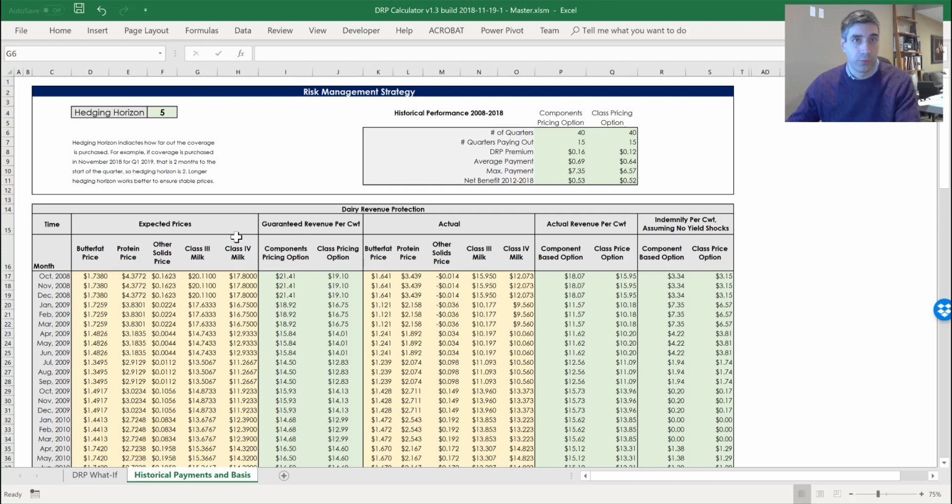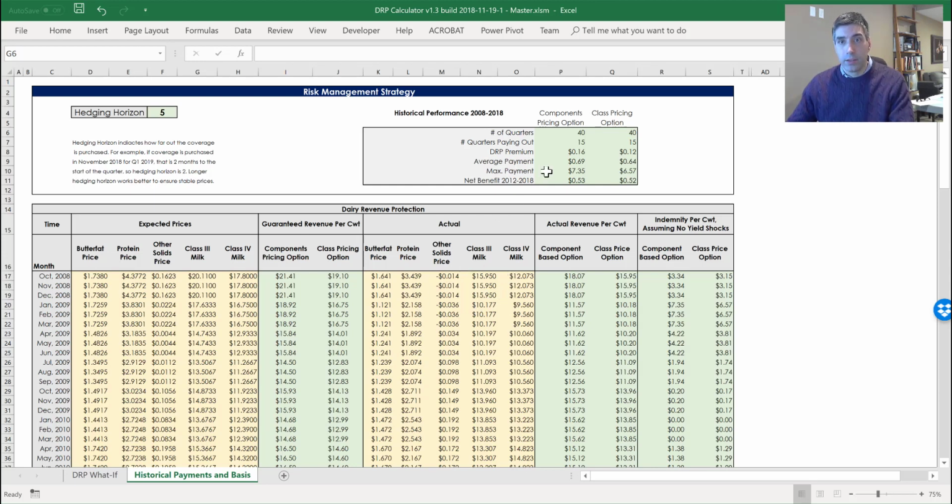Okay, so let's see how these trading programs would have performed over the last 10 years. We have 10 years, 4 quarters a year. That's 40 quarters. You can see that here, 40 quarters. Either of these endorsements would have paid out in 15 out of 40 quarters. So roughly a third, maybe a little bit over a third. Very similar to those probabilities that I presented to you on the other tab at the beginning of this video.